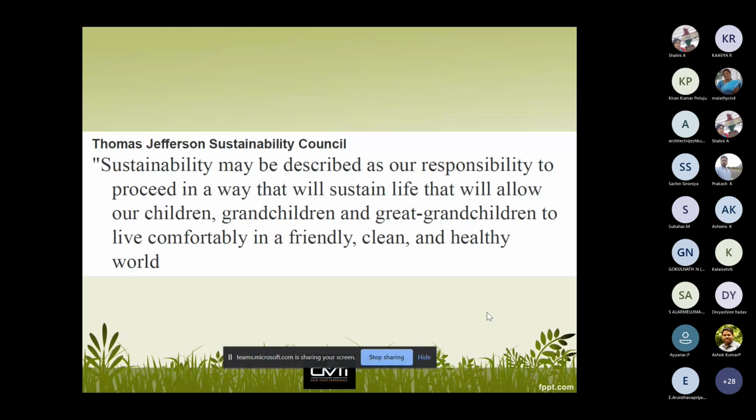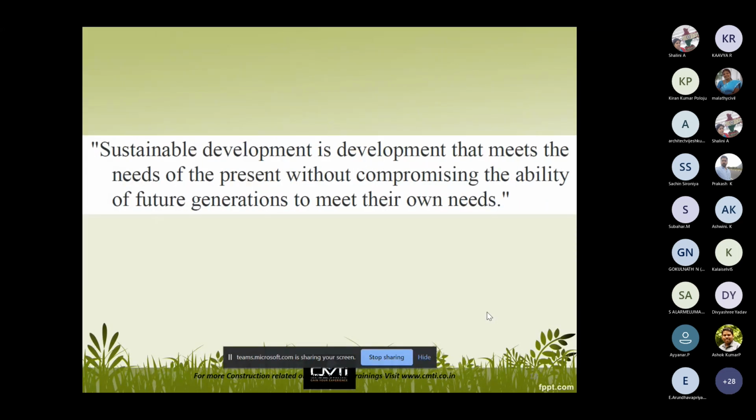Sustainability may be described as our responsibility to proceed in a way that will sustain life, that will allow our children, grandchildren, and great grandchildren to live comfortably. Whatever we have today should be available for future generations. That is the objective. That is the definition of sustainability. Sustainable development is the development that meets the needs of the present without compromising the ability of future generations.